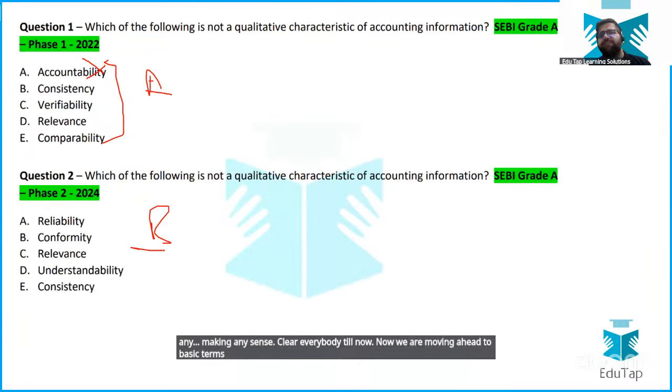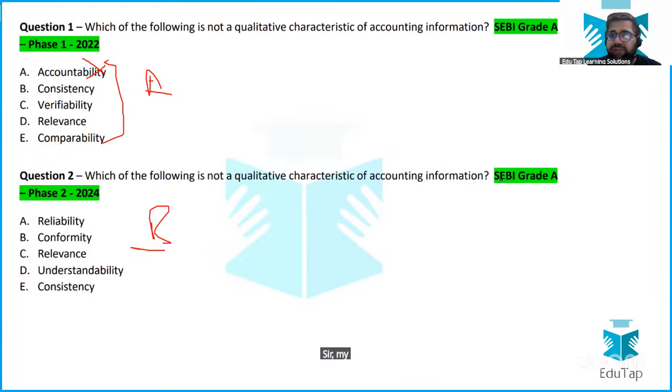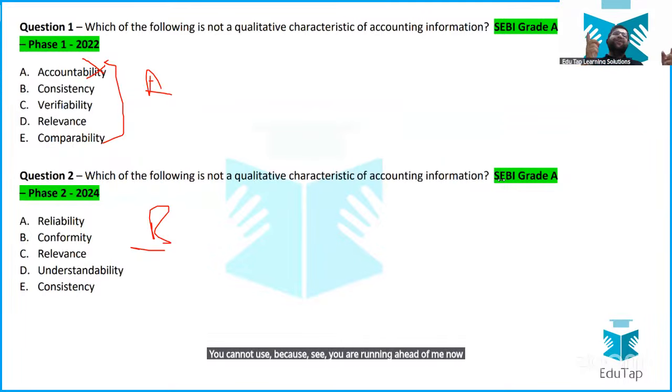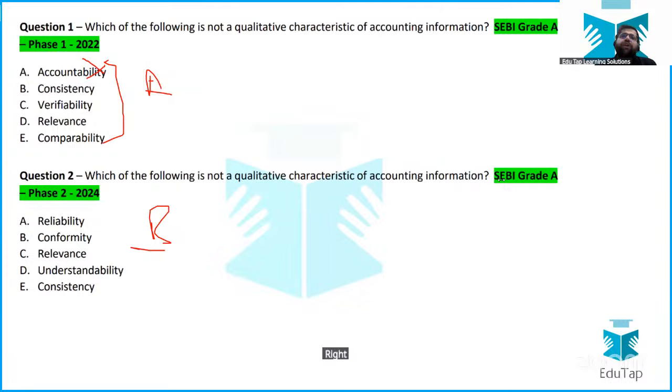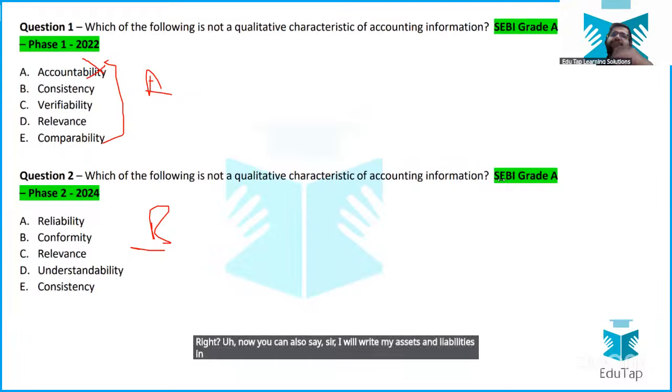Hardly 30 more minutes and then I will wind up. Sir, my doubt: can we use the balance sheet for P&L? You cannot, because you are running ahead of me now. But I will still address your doubt. If you are using the balance sheet for P&L, then why do you need P&L? You could also say, sir, I will write my assets and liabilities in P&L, and my profit and losses in the balance sheet. This is not allowed.